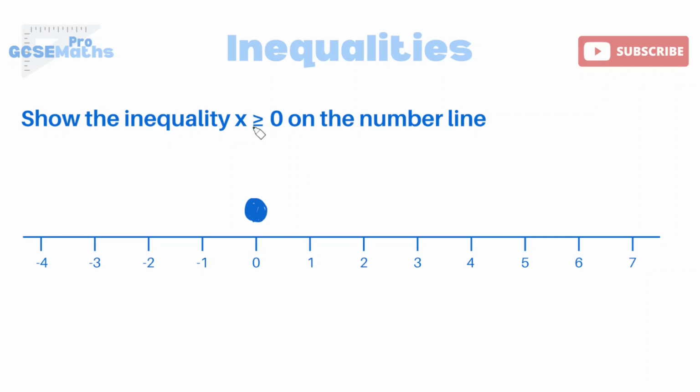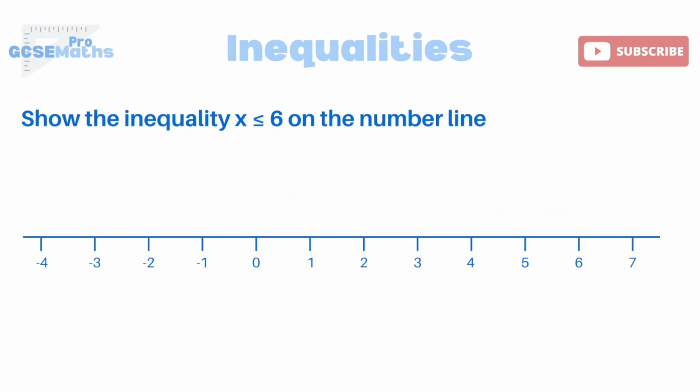And the same thing, it's greater than 0, so I'm still going to draw my arrow to the right. Anything 0 or bigger. That's the only difference. Colour it in if you've got this extra equals symbol. If you don't have it, leave it blank.